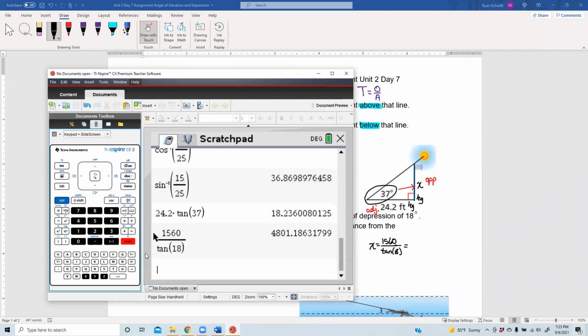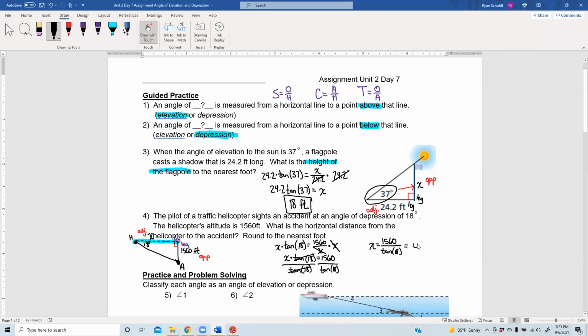It says the nearest foot, so nearest whole number. It's going to be 4,801 feet. Okay, so there's the guided practice.